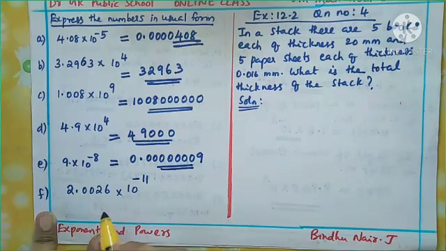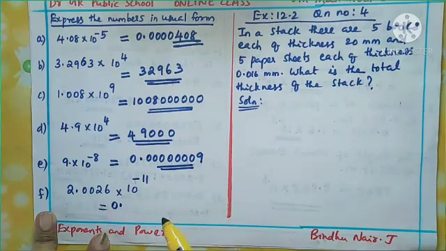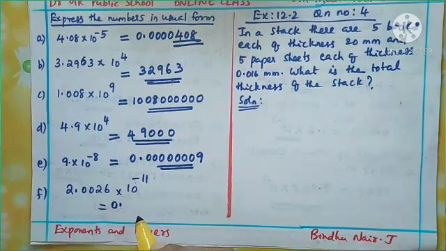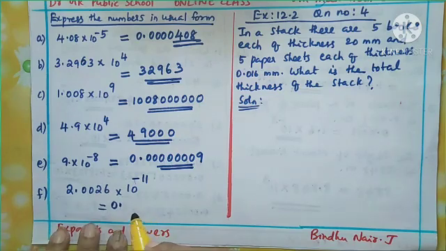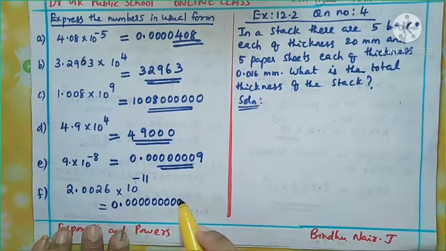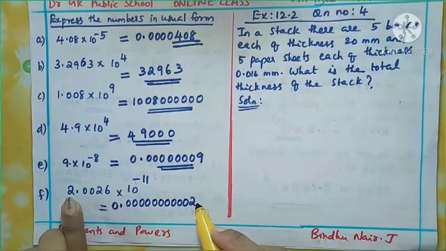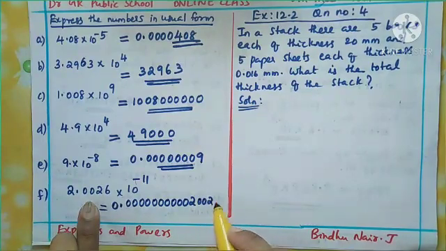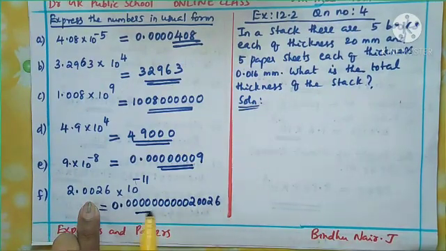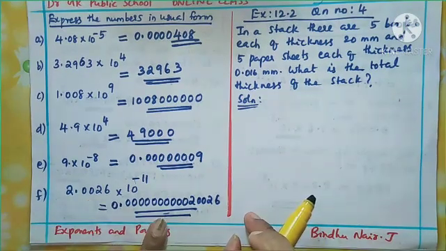So this becomes 0 point. Because this is a negative exponent, this represents a very small number. So 0 point, how many zeros? 10 zeros. So 1, 2, 3, 4, 5, 6, 7, 8, 9, 10 zeros, and then 2, 0, 0, 2, 6. So this is a very, very small number and this is the usual form of the number.